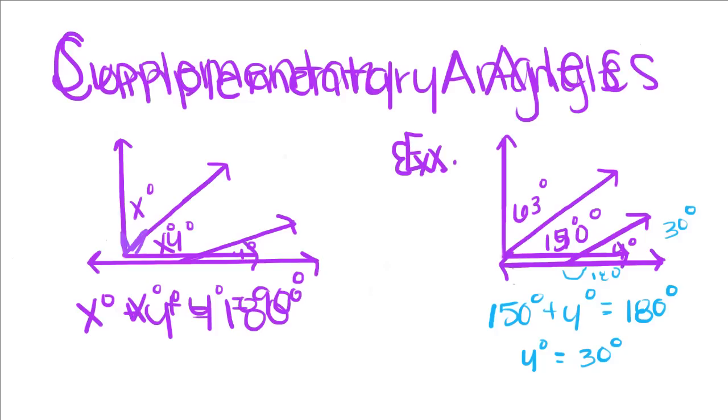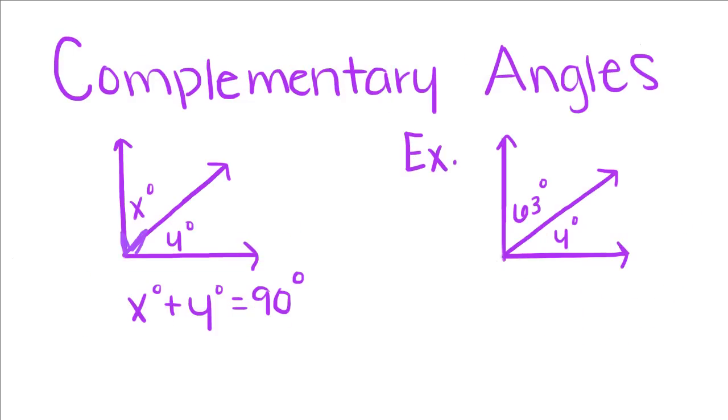So the next type of angle we're going to talk about are complementary angles, and they are adjacent angles, so side-by-side angles whose total equals 90 degrees. Because if you look at this big angle, it is equal to 90 degrees because it's a right angle.